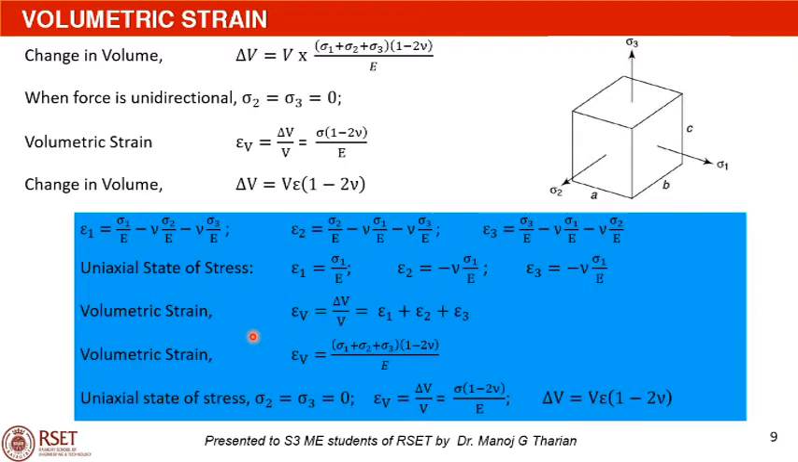The volumetric strain is given by epsilon V is equal to delta V by V is equal to epsilon 1 plus epsilon 2 plus epsilon 3. That is, volumetric strain is equal to the sum of the linear strains. Also, we have volumetric strain epsilon V equal to (sigma 1 plus sigma 2 plus sigma 3) whole into (1 minus 2 nu) divided by E. When we have a uniaxial state of stress, that is sigma 2 equal to sigma 3 equal to 0, the volumetric strain is given by epsilon V equal to sigma into (1 minus 2 nu) divided by E, or the change in volume delta V is equal to V into epsilon into (1 minus 2 nu).